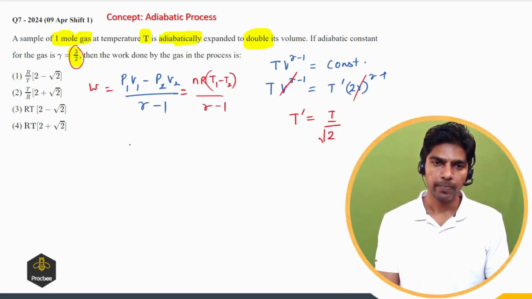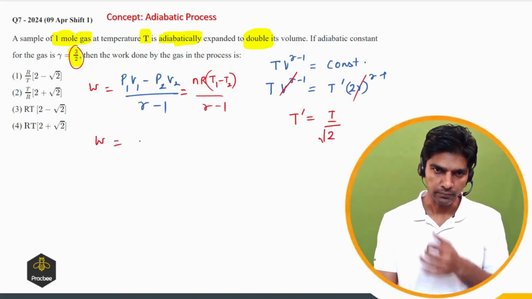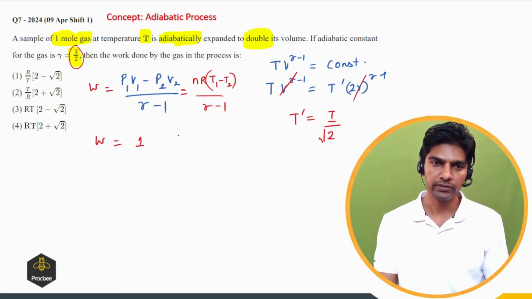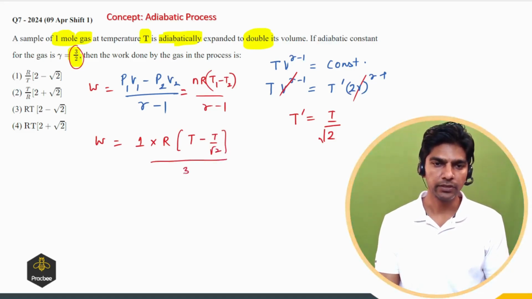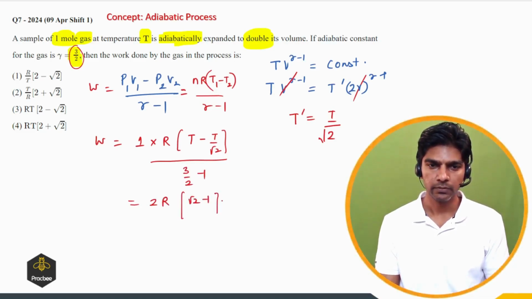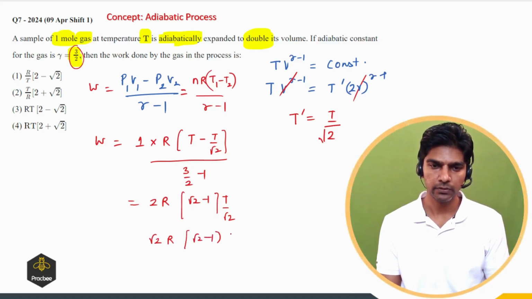So that is the work done. Work done can be written as n is 1, number of moles is 1, R T1 is nothing but T, and T2 is nothing but T by root 2, divided by gamma minus 1. Gamma is 3/2, minus 1, so it comes out to be 2 times R times (root 2 minus 1) times T by root 2, which can be written as R (root 2)(root 2 minus 1) T, and we can also write this as RT(2 minus root 2).